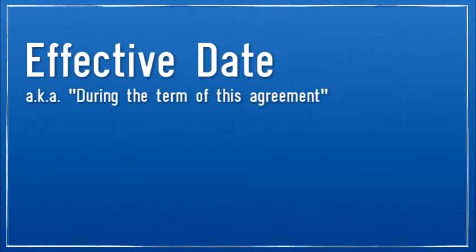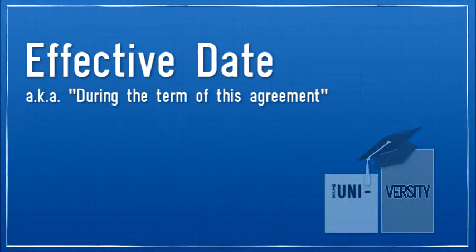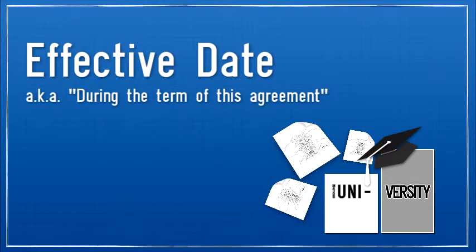The next term we'll look at is effective date, or during the term of this agreement. This may not seem important, but the effective date will dictate to you whether or not you could use other patents developed or acquired by the university. Now that we've defined these terms, what implications do these definitions have for an entrepreneur?